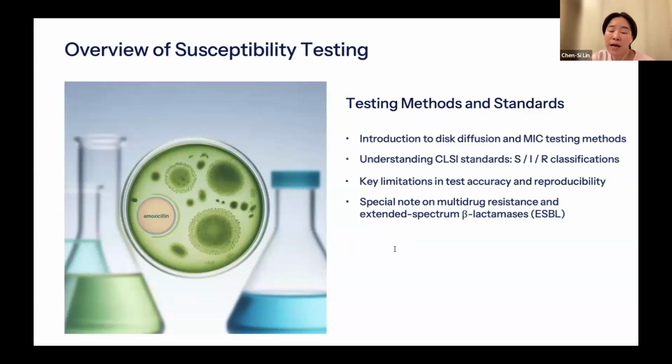So susceptibility testing gives us a scientific foundation, but as clinicians, it's our job to integrate those results with the patient's history, site of infection, and overall health status. And I think the most important is your experience.